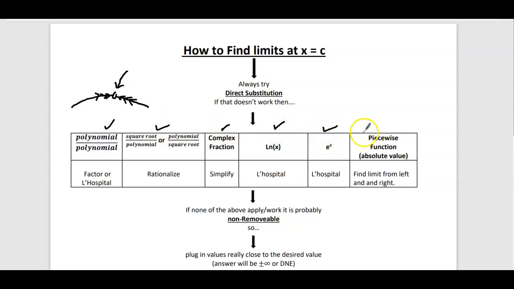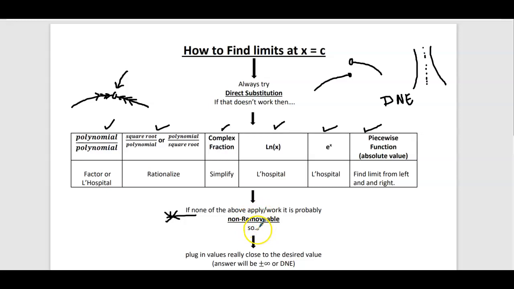However, there are certain situations where the limit from the left doesn't match the limit from the right, like a jump or vertical asymptotes. In those cases, the limit does not exist. If your limit doesn't exist, then none of these strategies are going to work. And what we have is called a non-removable discontinuity.